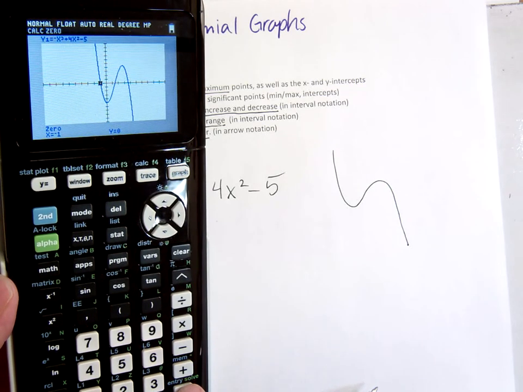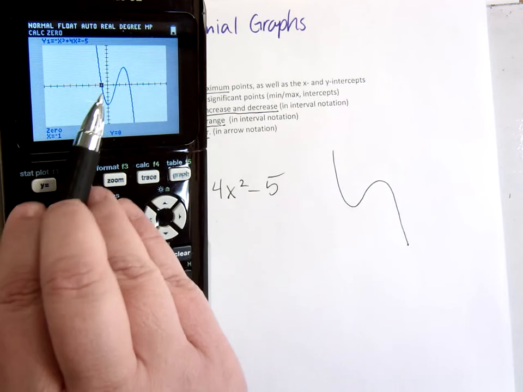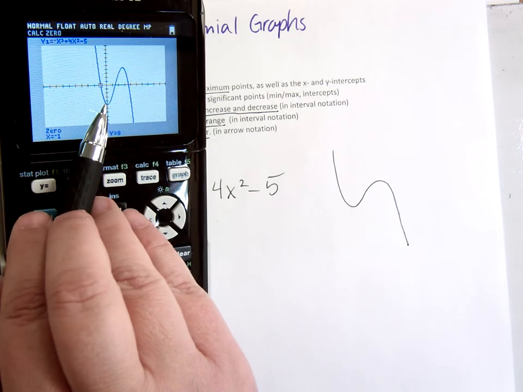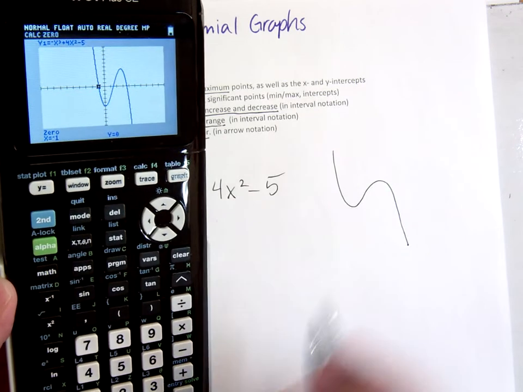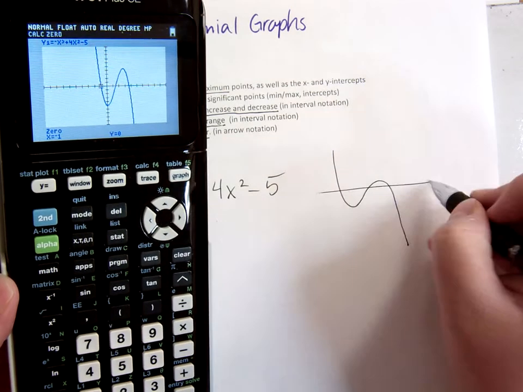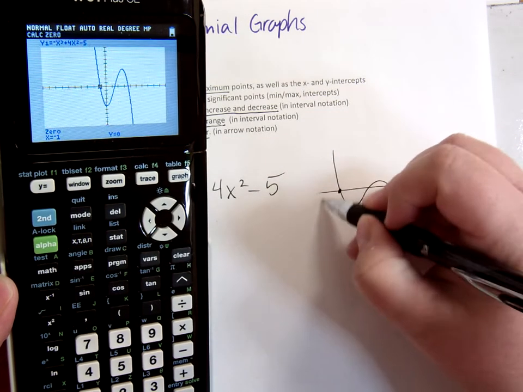So I pressed enter 3 times. First I moved to the left of the zero, and then I moved and pressed enter. Then I moved to the right of the zero and pressed enter, and then I pressed enter. And it's telling me that I have a zero at negative 1, 0. So there's 1, 0.